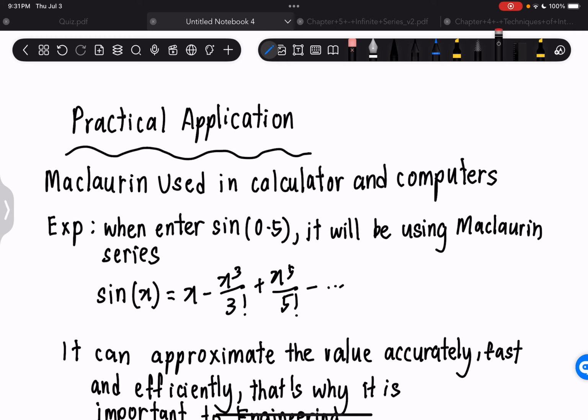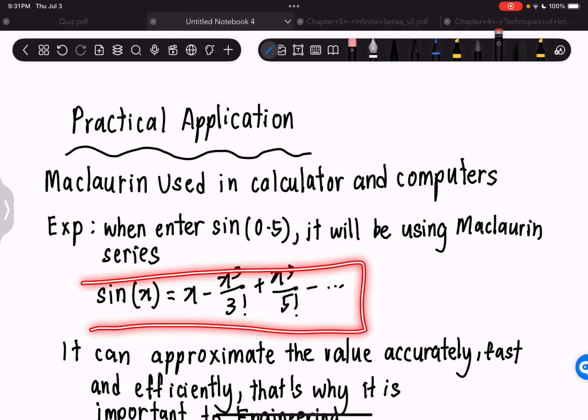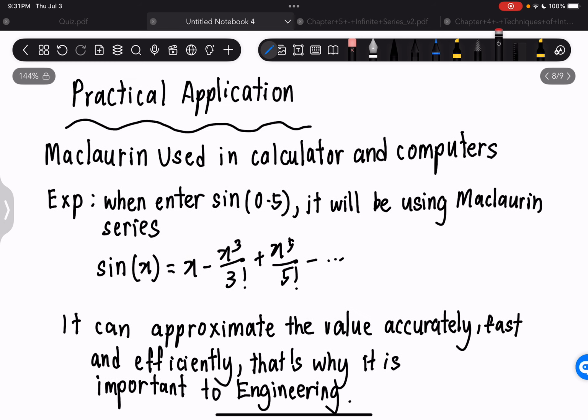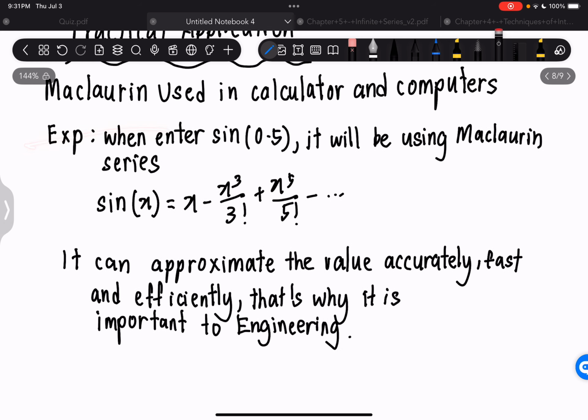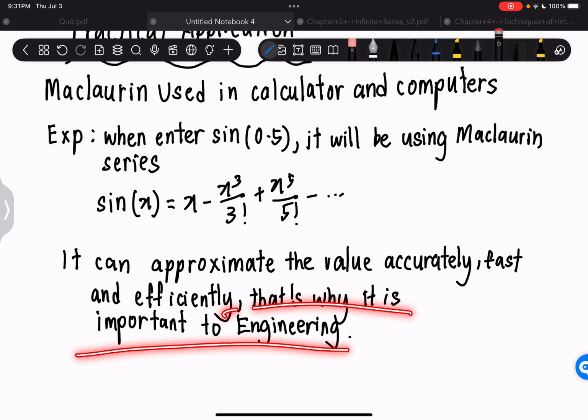Lastly, I'm going to talk about practical applications. This tells you why it is important for engineering. The Maclaurin series is used in calculators and computers. For example, when we calculate the value of sin 0.5, it uses the Maclaurin series. It basically looks like this, and so on. This formula helps to approximate the value accurately, quickly and efficiently, and that's why it's so important for engineering.